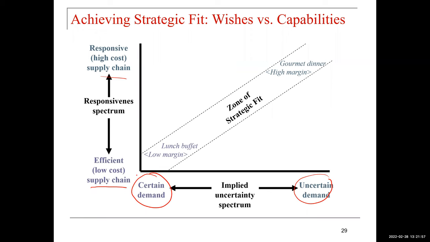You can see here the example, but actually what this is delimiting is the zone of strategic fit. So you want to stay within those margins. For certain demand, like if you're talking about food, you know you're going to get this many people on average every day. Certain demand and low cost remains efficient at that bottom part of the graph. But as you get more uncertain in terms of your demand, then your responsiveness has to be higher. You have to be quick to respond to that demand with high uncertainty.